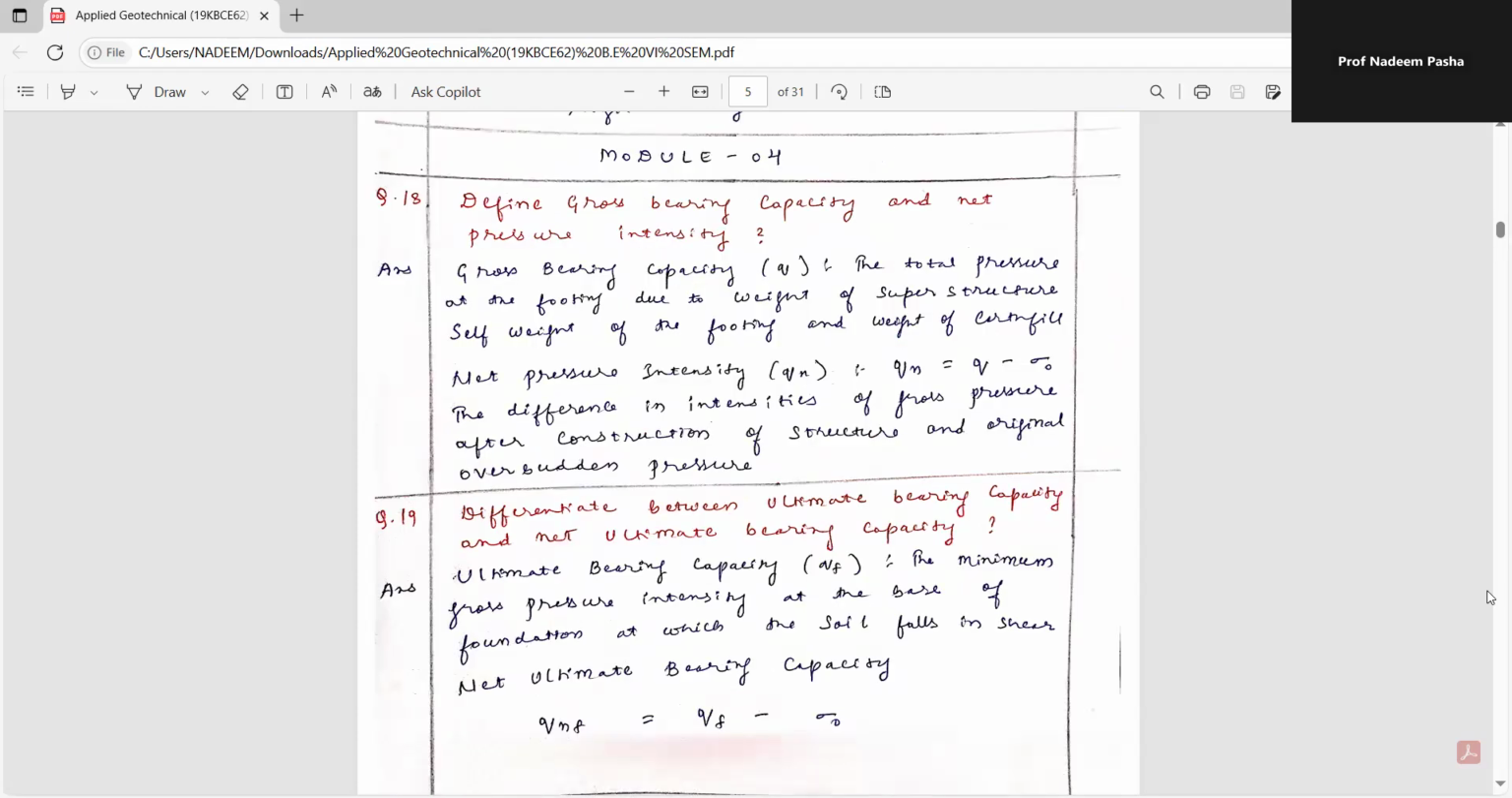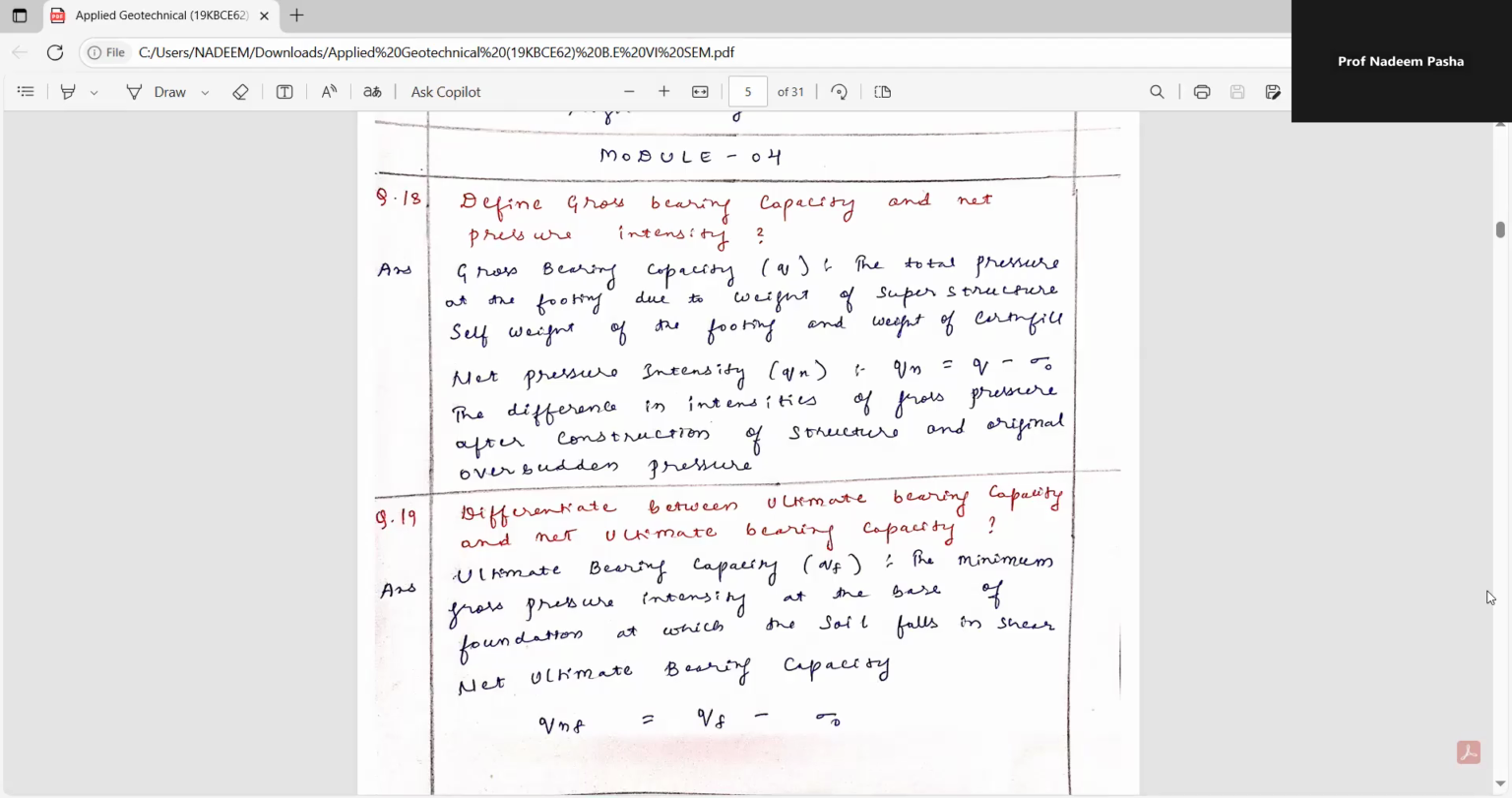Now coming to module 4, define gross bearing capacity and net pressure intensity. So how will you define gross bearing capacity Q? The total pressure at the footing due to weight of superstructure or self weight of the footing and weight of earth fill is called the gross bearing capacity of soil.